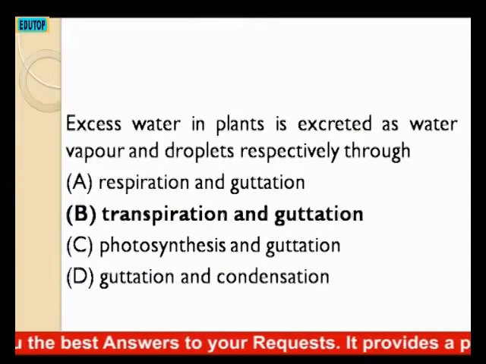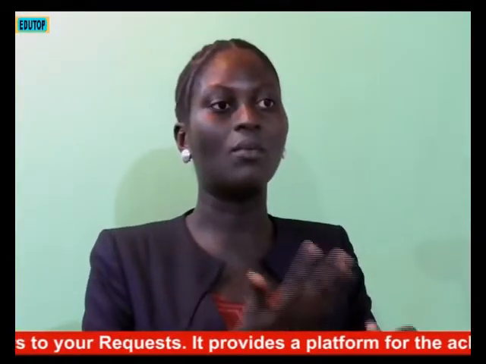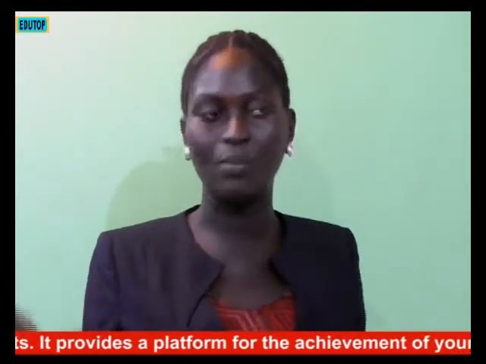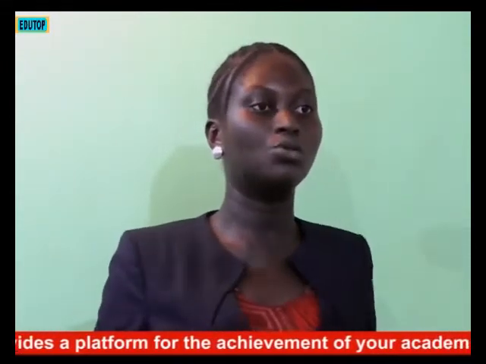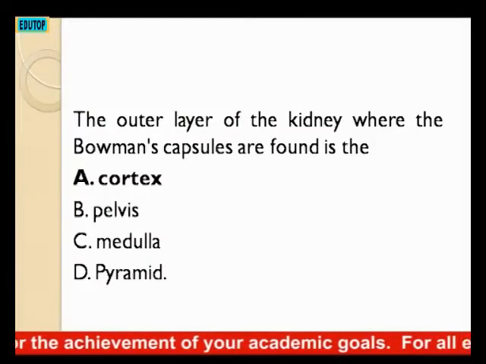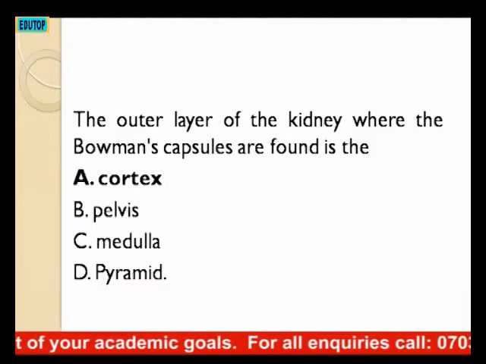Then the droplets are excreted through guttation, when you see droplets of water coming out on the leaves or on the part of the plant. So option B. The next question says the outer layer of the kidney, where the Bowman's capsules are found, is... the kidney is divided into two parts, the outer layer and the inner layer.